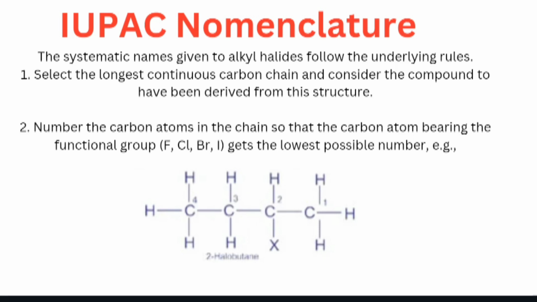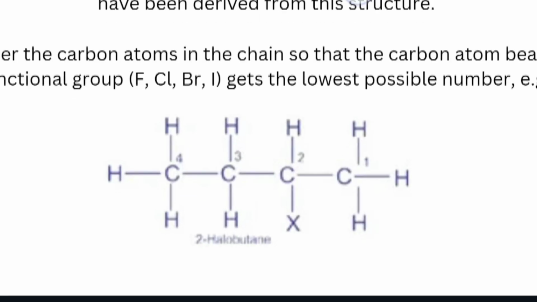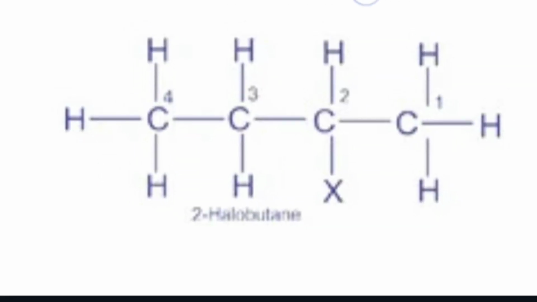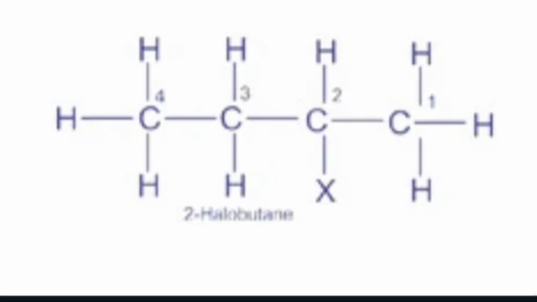Then number the carbon atom from that side to which the halo group gets the lowest possible number. As you can see in this example, it is numbered from the right side 1, 2, 3 and 4.